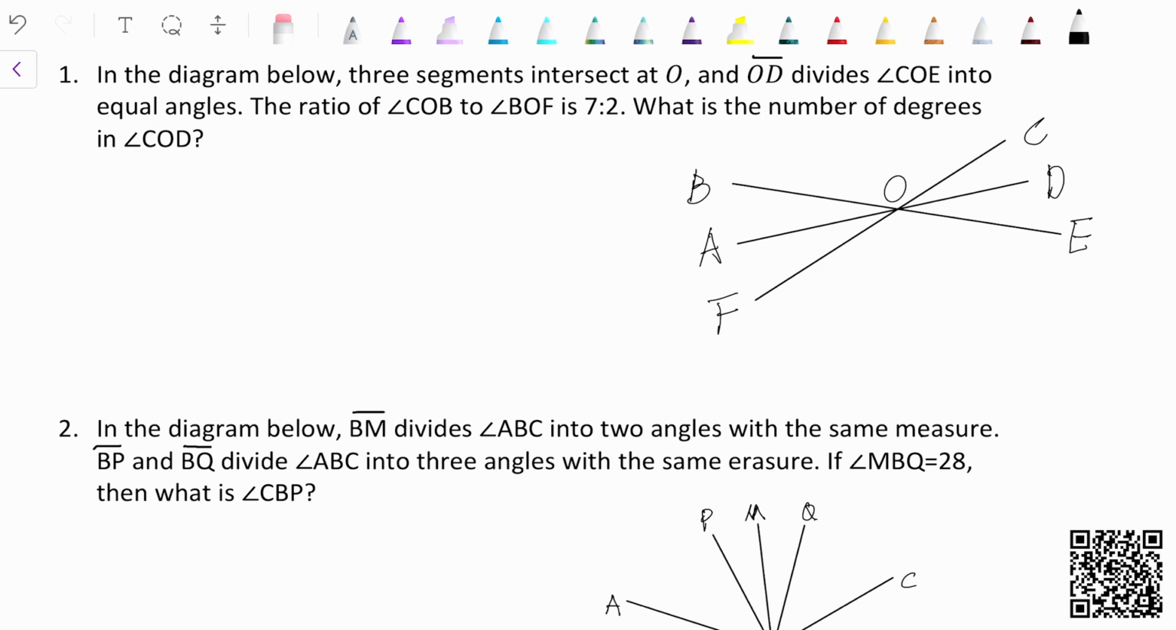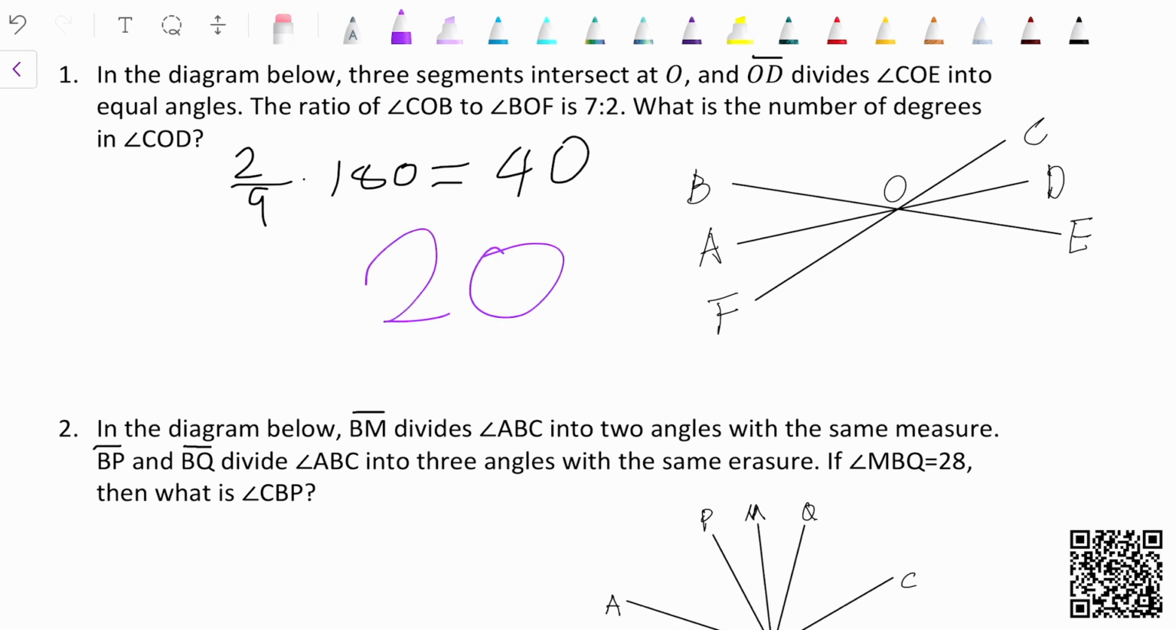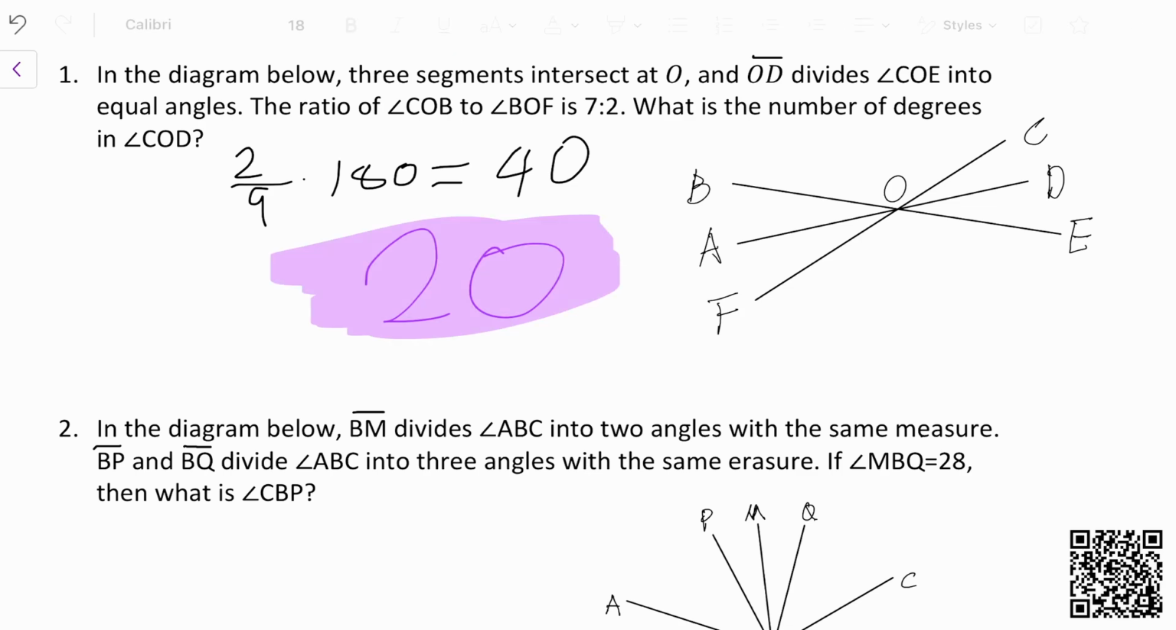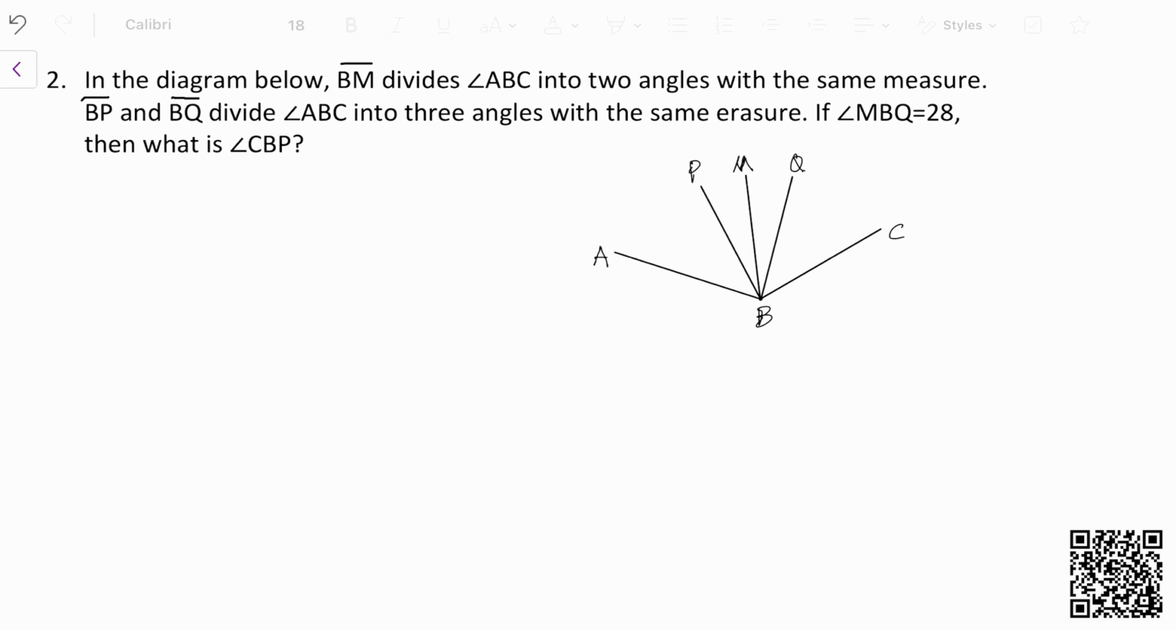2/9 of 180 is then equivalent to 40. However, we didn't even need to solve that far, because since we need half of this anyway, this means that our answer is 20 for COD, because we split it in 2. Yay. Moving on to problem number 2.